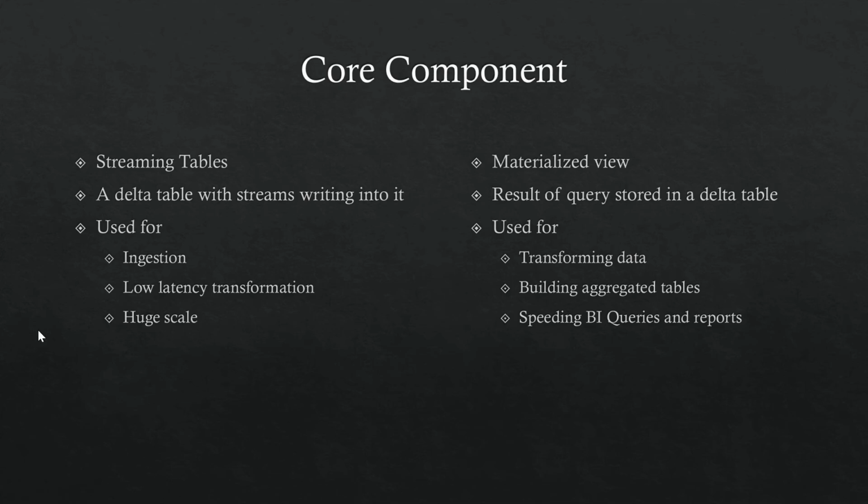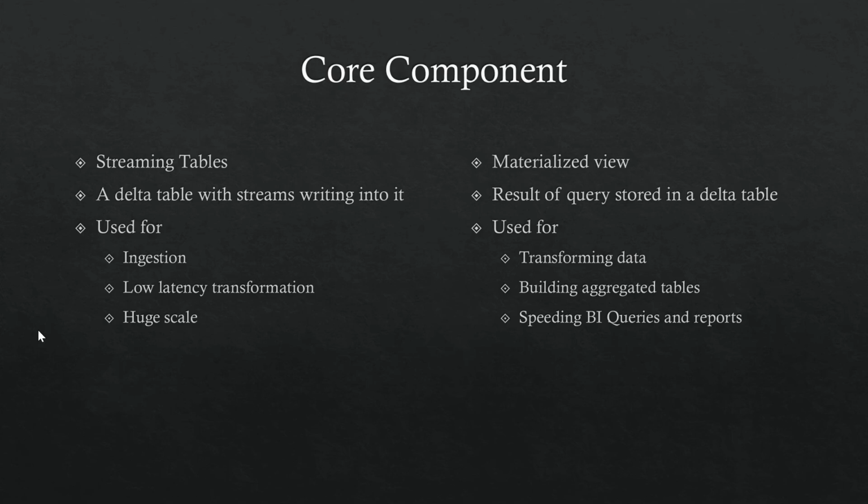Okay, so the core components that we will have in Delta Live Tables are, first, the streaming table, and the second, the materialized view. The streaming table is a Delta table itself with streaming writes into it. So it's a Delta Live Table where you can do a streaming write, and this is used for any kind of streaming ingestion, and if you want any kind of low latency transformation, and if you want to also use these tables at huge scale.